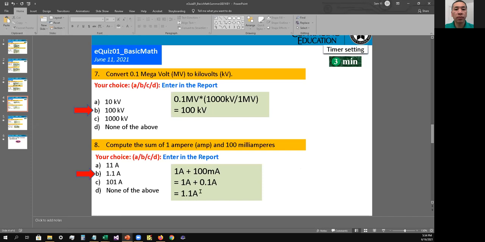And then that would equal 1 ampere. And so we have to convert this one to ampere also, because the answer at the end is in ampere. So 100 milliampere is going to be 0.1 ampere. So 1 plus 0.1 would be 1.1 ampere. So the answer is B, as in Bob, for number 8. Okay, anybody have any question?